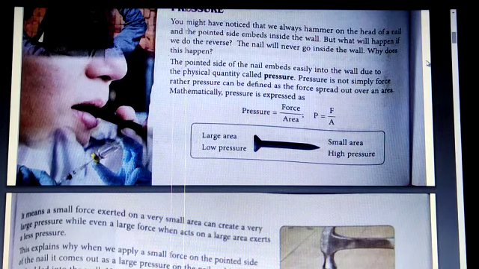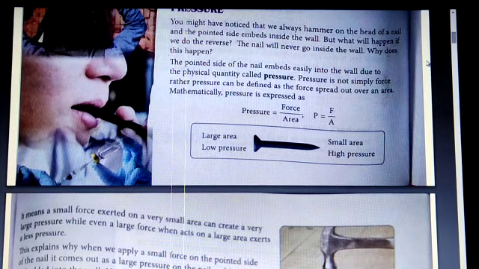But if you do the reverse, what will happen? The nail will never go inside the wall because the head is blunt. So the pointed side of the nail embeds easily into the wall due to the physical quantity which is called pressure. So we define pressure as force applied over an area. Mathematically, it is expressed as pressure is equal to force divided by area.